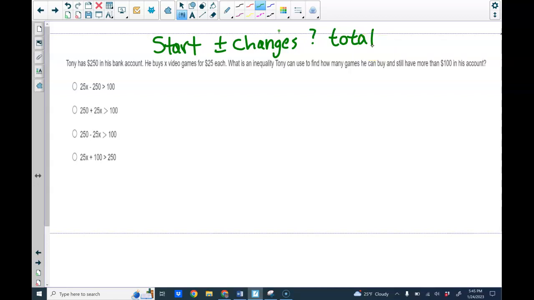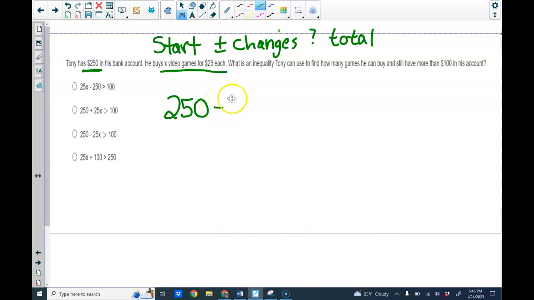So what is the starting amount? How much money does Tony have to start? And it says right there, first sentence, Tony has $250. So that's going to be his starting amount. Okay, and then what changes? Well, what changes is he's going to buy some video games. And since he's buying the video games, that means he's spending money. So it's going to be a minus.